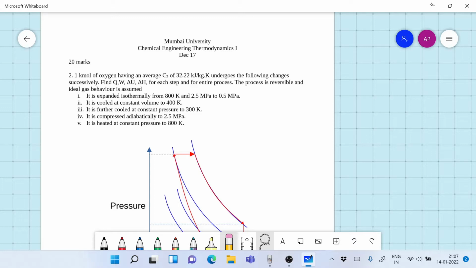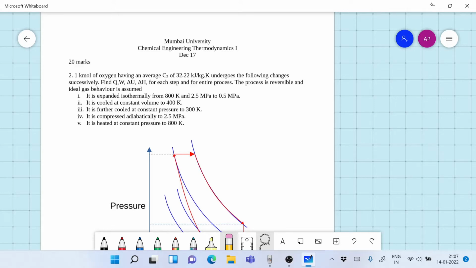Today we will be studying a problem that has come in Mumbai University Chemical Engineering Thermodynamics 1 question paper. This problem has come on December 17th and it is worth 20 marks. The problem is on your screen.